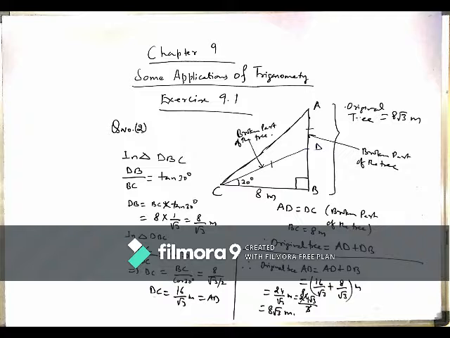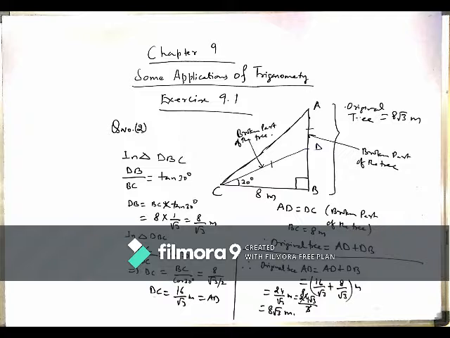So now in this we can see how we have found DB, or you can say AD. We have found DB as 8 by root 3 meter. Now we will be going for triangle ABC.